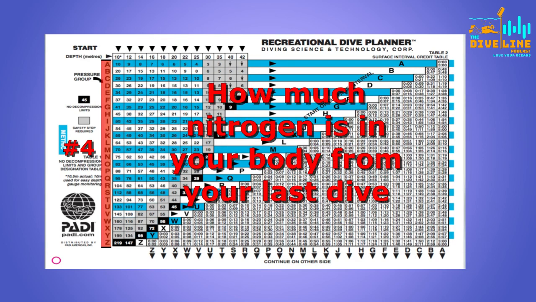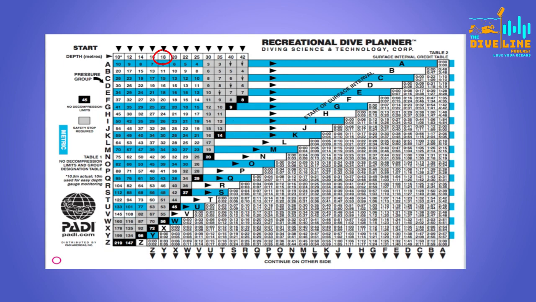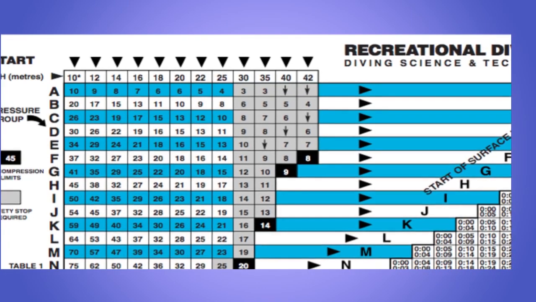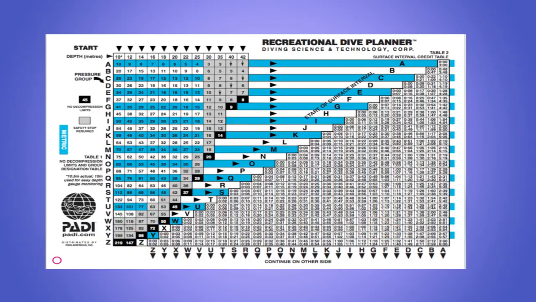You need to know the pressure group because you need to know how much nitrogen is in your body, which has been left over from your last dive. This is called residual nitrogen. When we go under the water, our body starts to absorb or soak up more of the nitrogen from our gas tank. As a new diver, if you went to your maximum depth of 18 metres along the top and then stayed under the water for 30 minutes, you can see that you would soak up K amounts of nitrogen. So our pressure group after that first dive would be K.